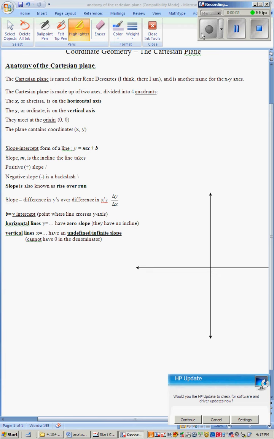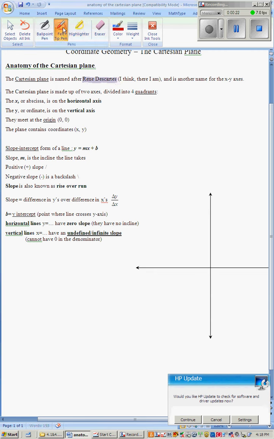Coordinate geometry is when we take any kind of equation that's in two variables and then we put it onto a graph. Graphically, it's the geometry part of it. And we're going to talk about the anatomy of the Cartesian plane. The Cartesian plane is named after a famous philosopher, René Descartes.